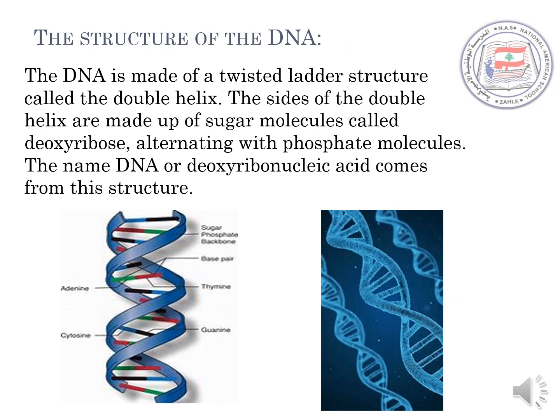The structure of the DNA. The DNA is made of a twisted ladder structure called the double helix. The sides of the double helix are made up of sugar molecules called deoxyribose alternating with phosphate molecules. The name DNA, or deoxyribonucleic acid, comes from this structure. As you can see in the figure, the two strands that are twisted are the sugar phosphate backbone of the DNA, and they are twisted, so these form the twisted ladder structure or the double helix.